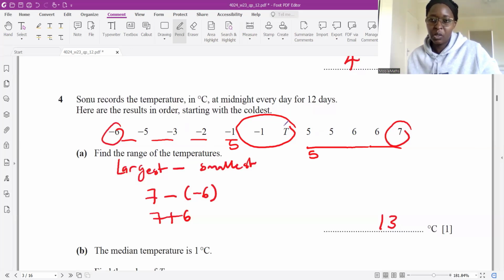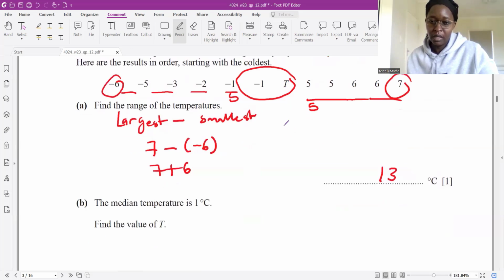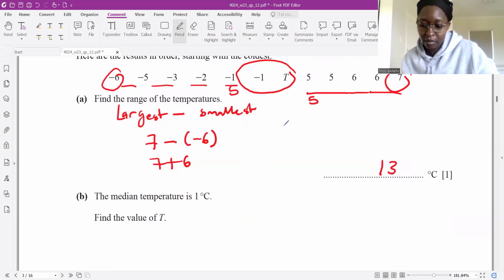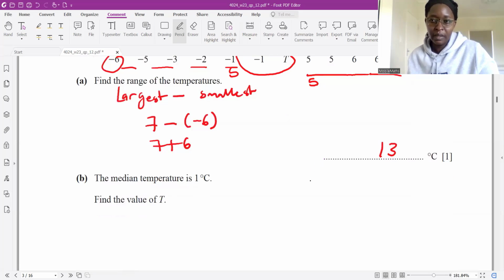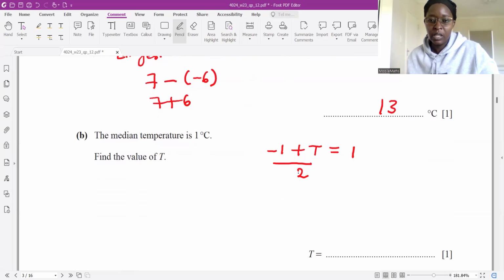To get my median, I'm going to say -1 plus T, divided by 2, is going to give me 1. So let's find the value of T. I multiply both sides by 2. I have -1 plus T is equal to 2. So T is equal to 2 plus 1. So our T is 3 degrees Celsius.